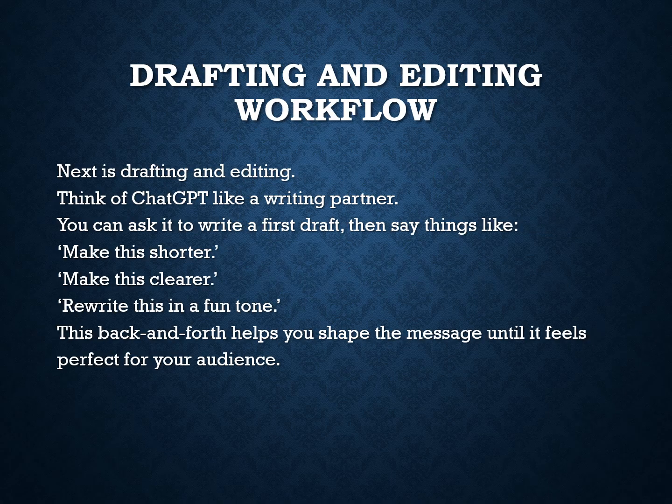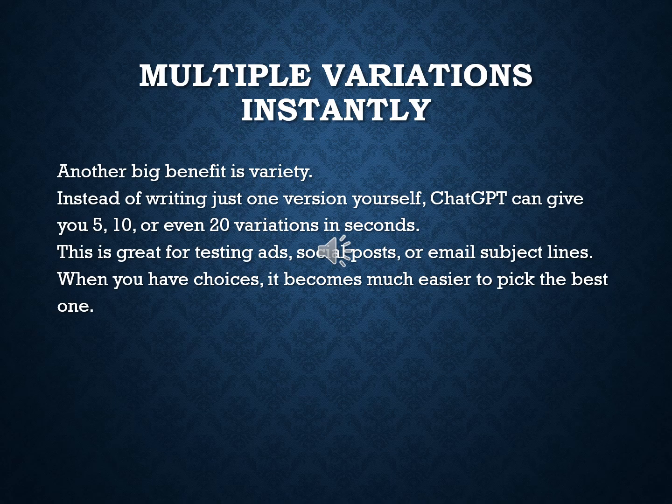Next is drafting and editing. Think of ChatGPT like a writing partner. You can ask it to write a first draft, then say things like, "Make this shorter, make this clearer, rewrite this in a fun tone." You tell it what to improve, it rewrites, you refine. This back and forth process quickly improves your writing. If you need multiple options, ChatGPT can help. You can ask for 10 headlines or 20 versions of the same message. Having more options makes it easier to choose the best one.